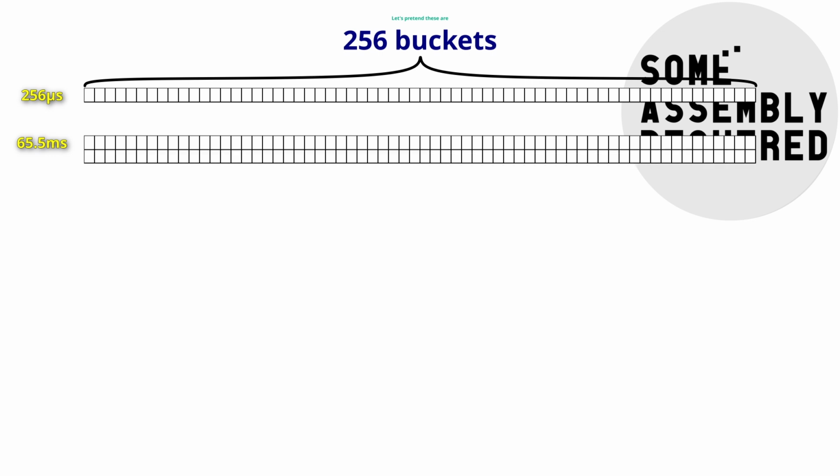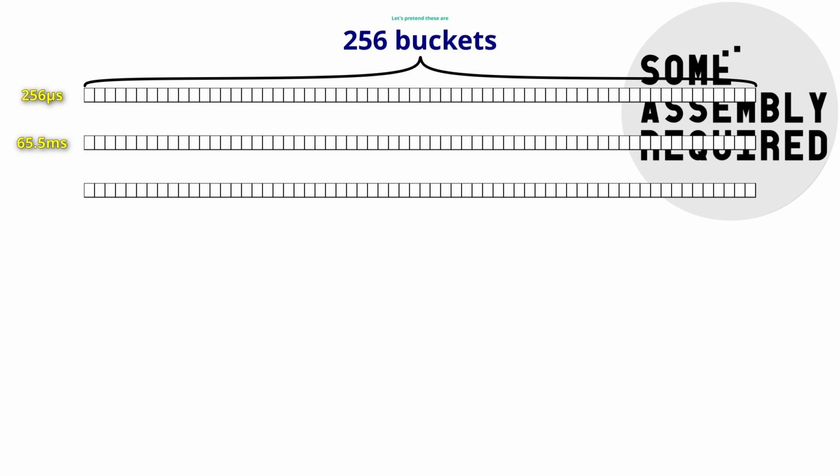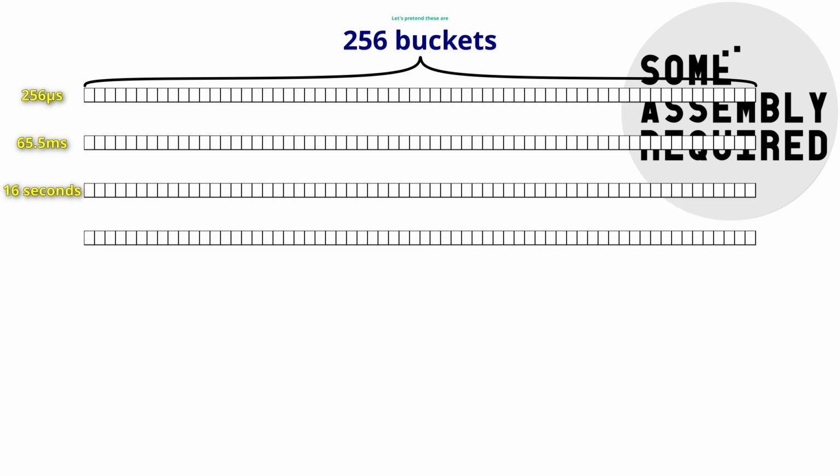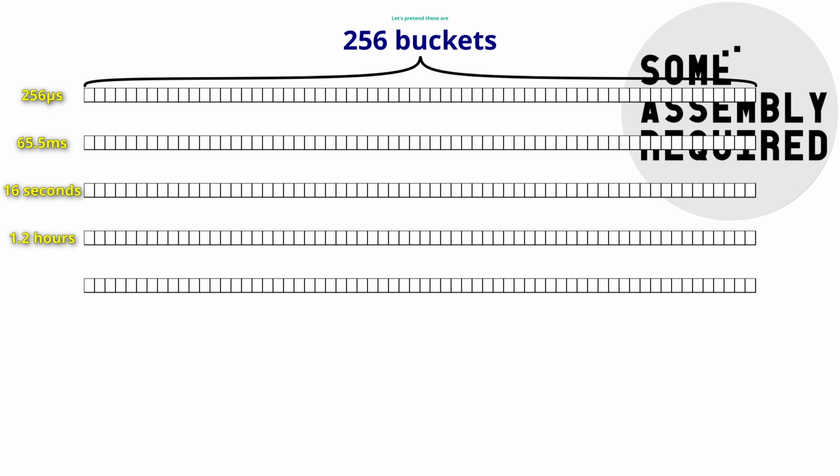So we add a third array. Each bucket in that array holds, you guessed it, 256 buckets, each covering 65.5 milliseconds. This array covers over 16 seconds. Of course, even 16 seconds aren't enough, so we can add a fourth array. This gets us to almost 4,300 seconds, or about an hour and a half. And a fifth array will get us to 12 days.